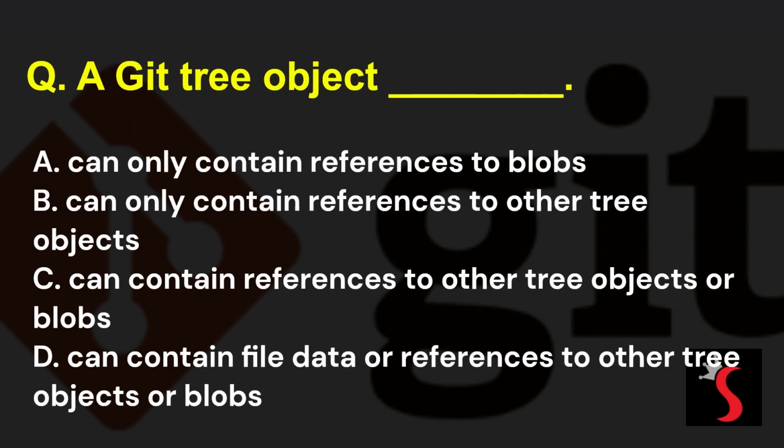A Git tree object: A. can only contain references to blobs. B. can only contain references to other tree objects. C. can contain references to other tree objects or blobs. D. can contain file data or references to other tree objects or blobs. And the correct answer is option C, can contain references to other tree objects or blobs.